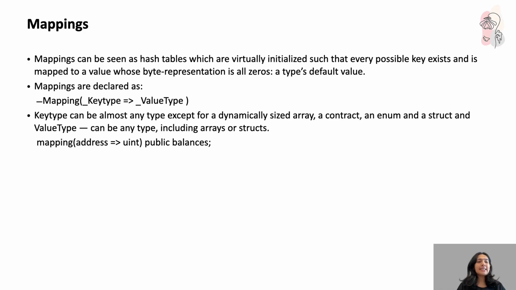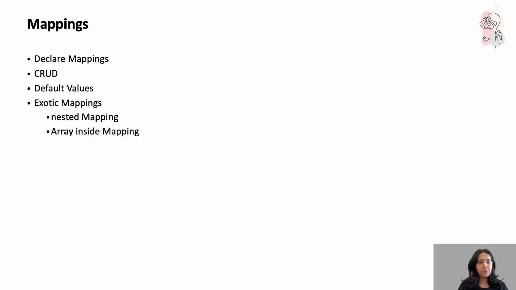So mapping syntax, we've already seen mapping key type to value type. Key type can be almost any type except for dynamically sized arrays, contracts, enums, structs. Your key type cannot be dynamically sized arrays, cannot be contracts, cannot be enums, cannot be structures. But your value type can be any type, including arrays and structures.